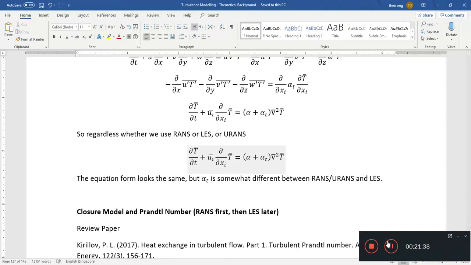Next time we'll probably want to talk about the closure model and the turbulent Prandtl number. What does that have to do with alpha t? It's very closely related to alpha t, but next time I'll talk about it.